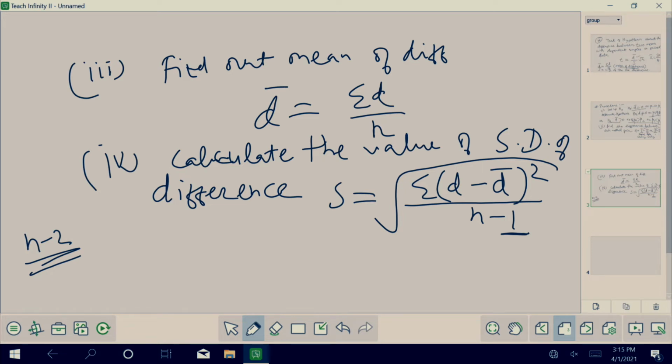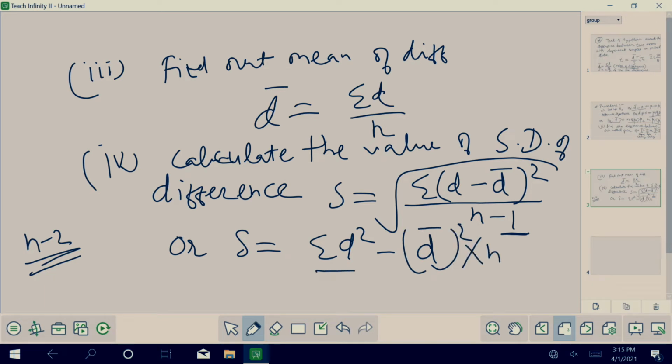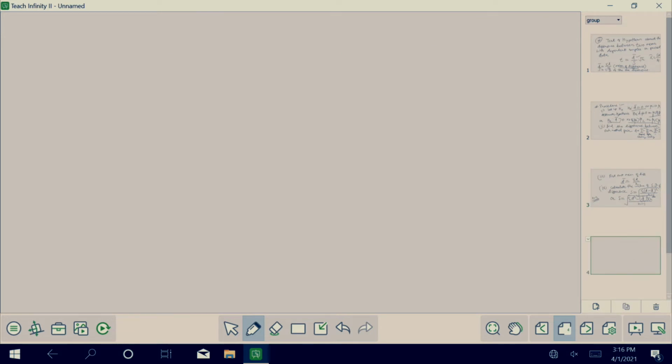So remember, here you will use n minus 1, or you can use another formula of S: S is equal to square root of sigma d square minus d bar square into n, divided by n minus 1. You can use any formula, right. So these are the formulas to calculate S, the standard deviation, which is required for the formula.